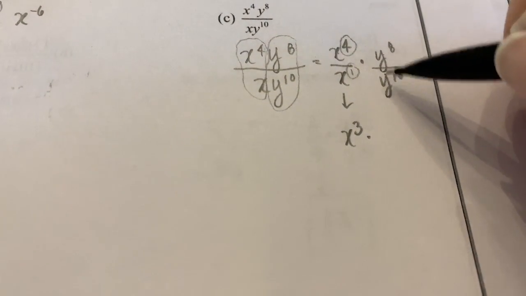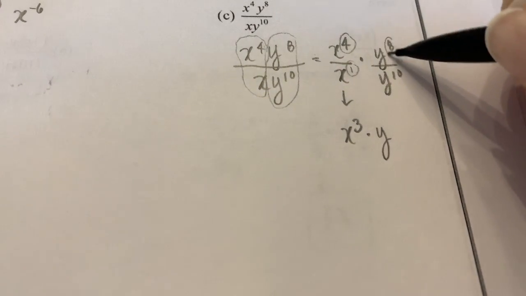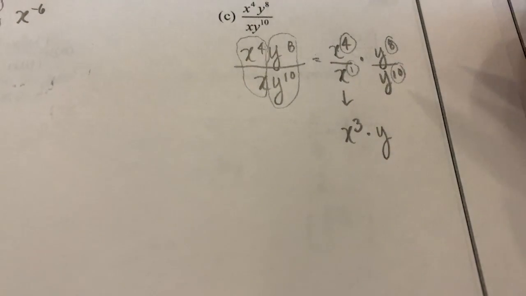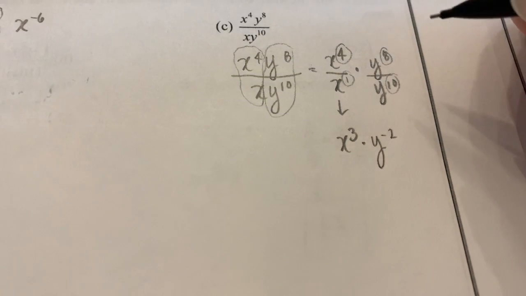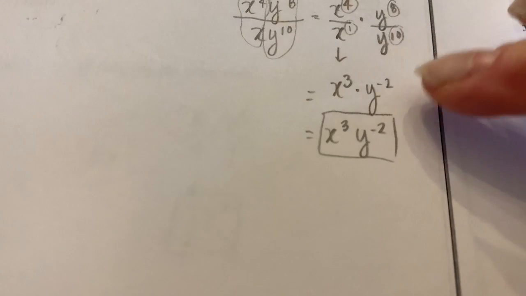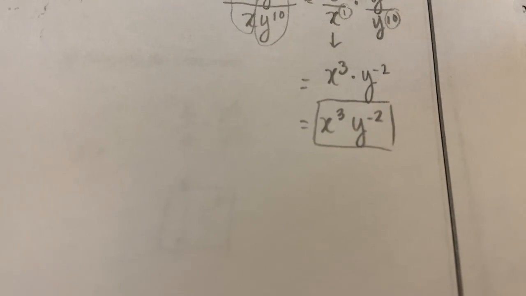Times, and now y, I'm keeping my base and subtracting my exponents. 8 minus 10 is negative 2. So this gives me x cubed y to the negative 2nd power. And in tomorrow's lesson, we're going to learn what to do with this negative. But for now, you're going to keep it just the way it is. Okay?